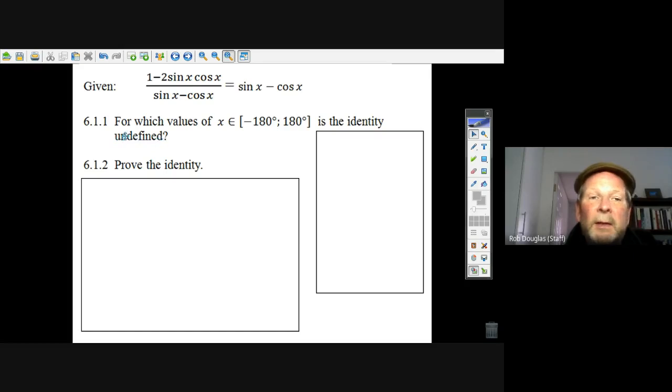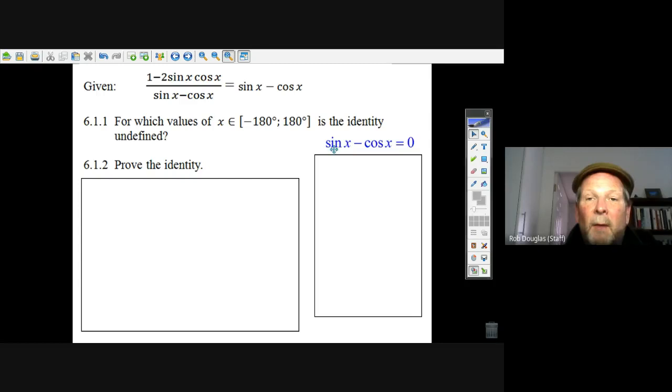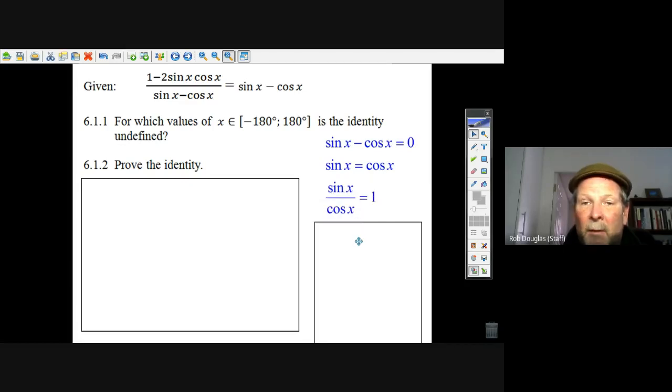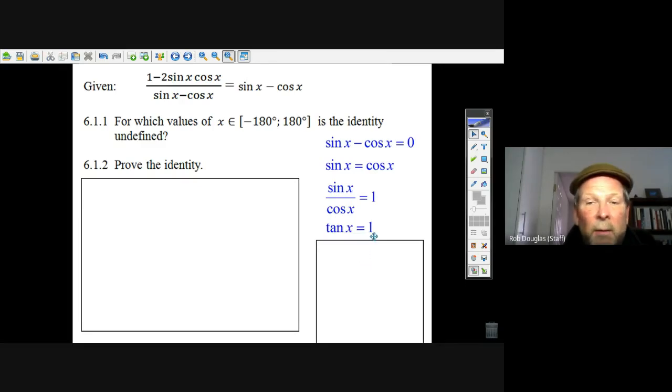Whenever you see undefined, what causes a number to become undefined is when the denominator is zero. So we just care about when sine x minus cos x equals zero. If we add cosine x to both sides and then divide both sides by cosine, we get this tangent trick. We get tangent is equal to 1. Now we can ask our calculator.